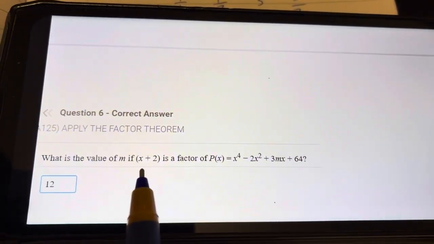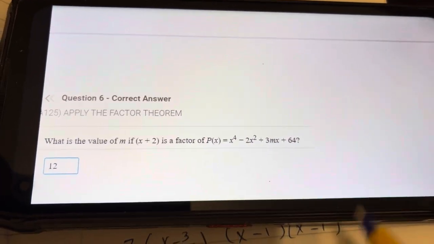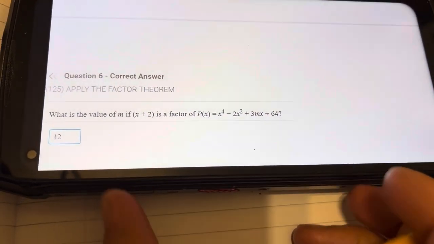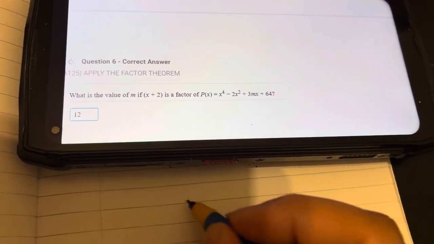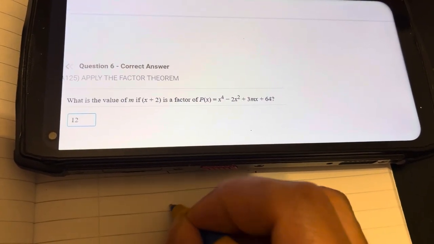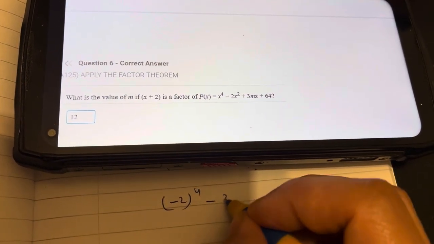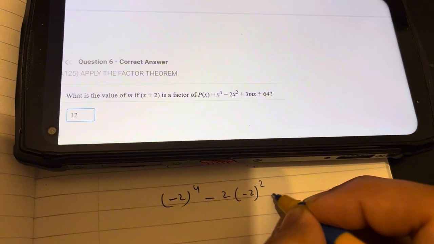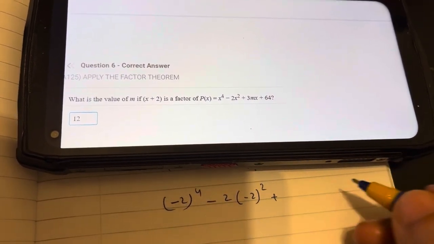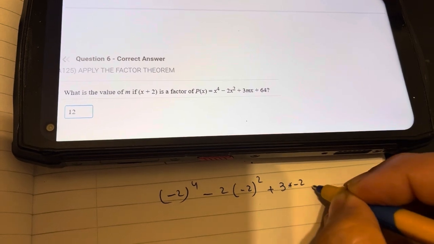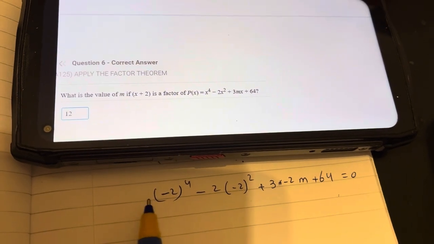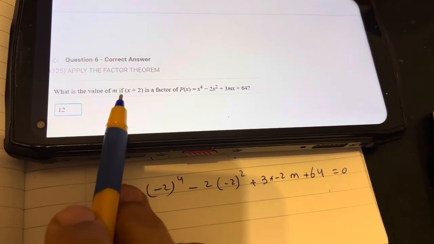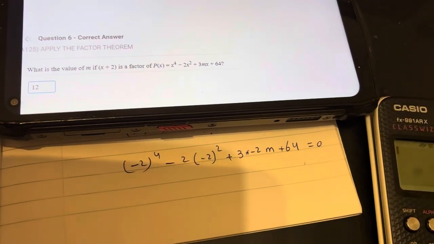Last question, what is the value of m if x plus 2 is a factor? So if you put x is equal to minus 2 in this equation, you get 0. X plus 2 is a factor means your remainder is 0. So I'm using the remainder theorem. So if I put x is equal to minus 2, so minus 2 to the power of 4 minus 2 to the power of 2 plus 3 times minus 2m plus 64 is equal to 0. The remainder is 0 when you put x is equal to minus 2, because x plus 2 is a factor.